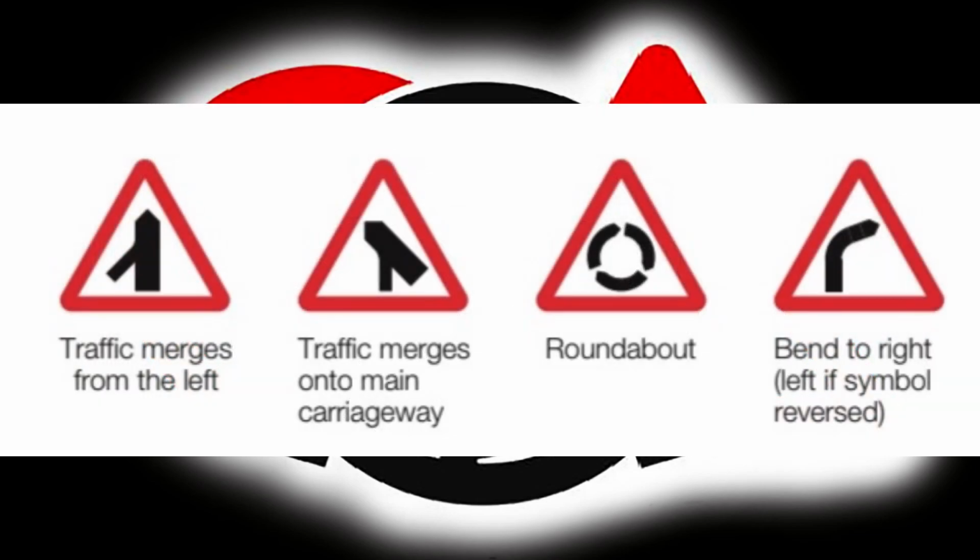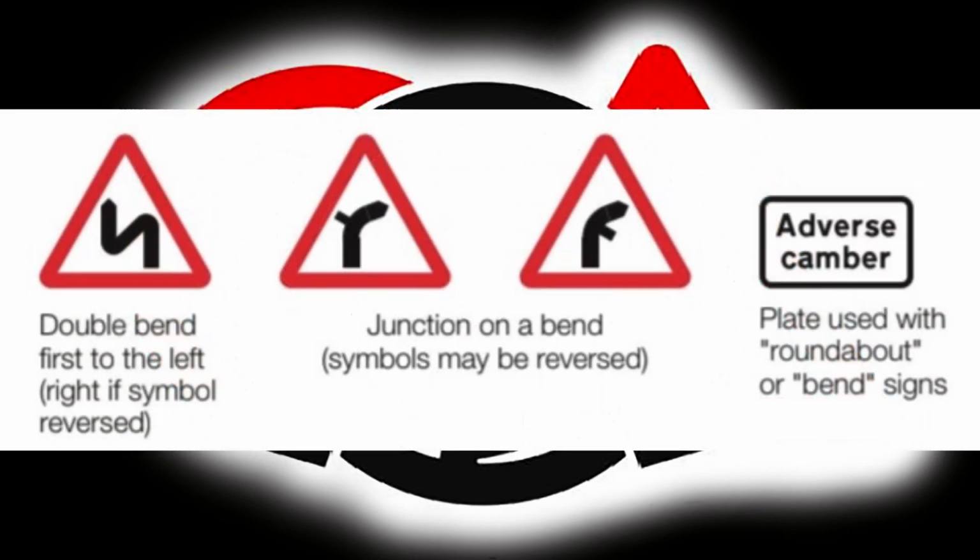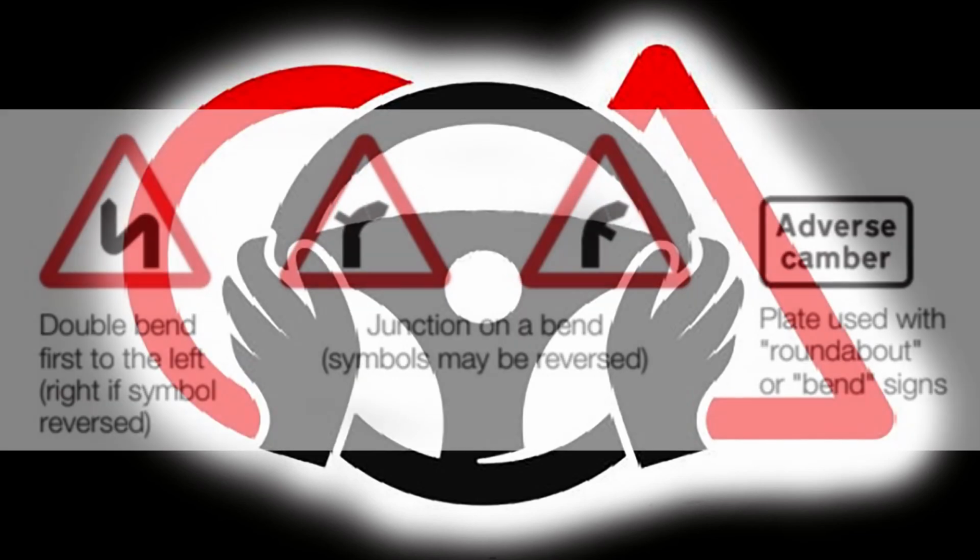Traffic merges from the left. Traffic merges onto main carriageway. Roundabout. Bend to right, left if symbol is reversed. Double bend first to the left, right if the symbol is reversed. Junction on a bend, symbols may be reversed. Plate used with roundabout or bend signs.